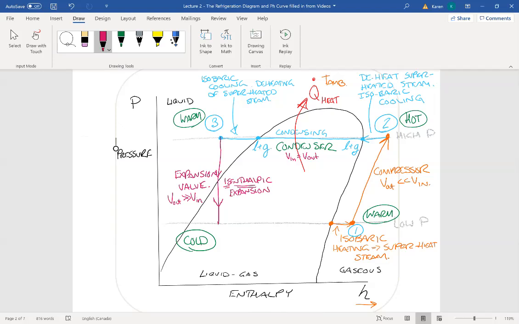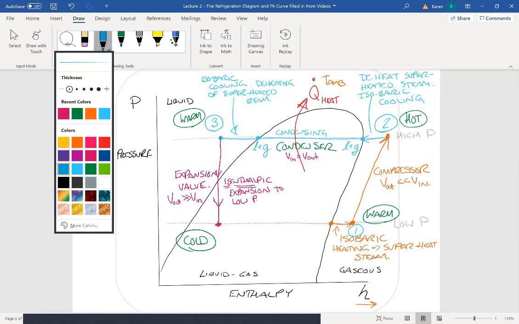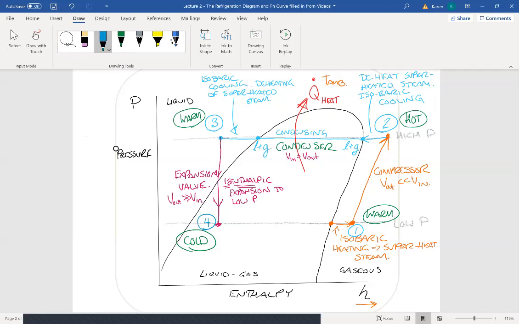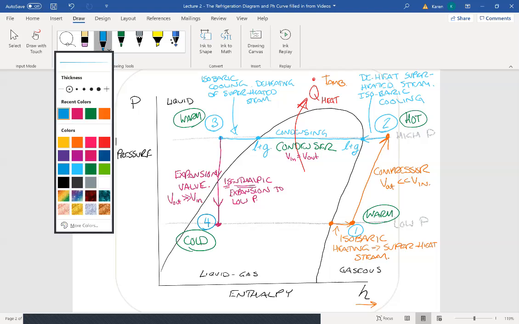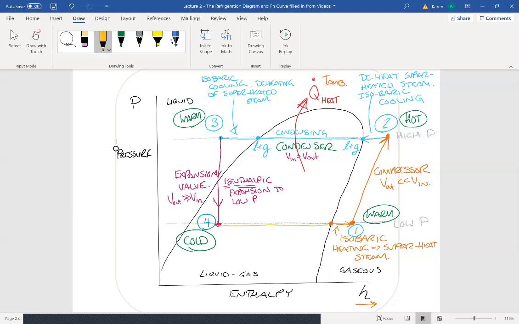to the evaporation pressure, or low pressure. So now I'm back down at the low pressure line. I call that point 4 on the curve. And now I have a very cold working fluid. I'm going to put that into the atmosphere that I want to chill. Now I want to chill, let's say this room.